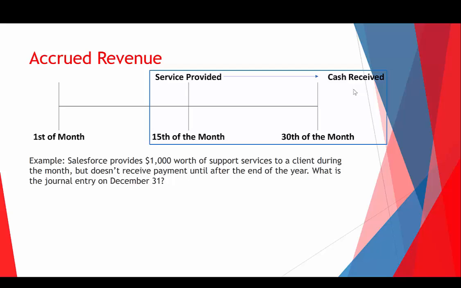So we're not going to debit cash and credit accrued revenue. We're going to credit our revenue account, but instead of debiting cash, we didn't get it. We're going to debit accounts receivable. Someone owes us some money. So debit the accounts receivable, which is an asset. Someone owes us something, and then credit our revenue account.